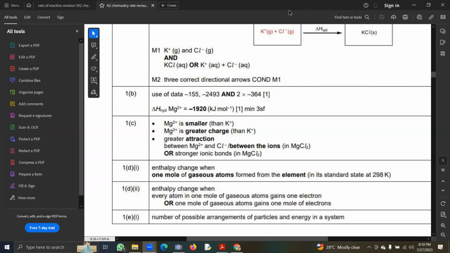But the second one is easy, you know. Enthalpy change when, this second one is B. Enthalpy change when 1 mole of gaseous atoms gain 1 mole of electrons. Copy this. I'll tell you another form you can remember this.